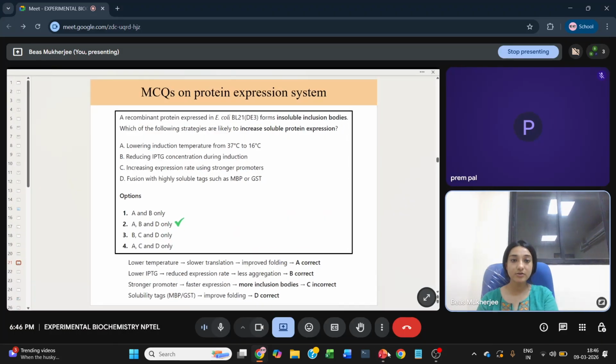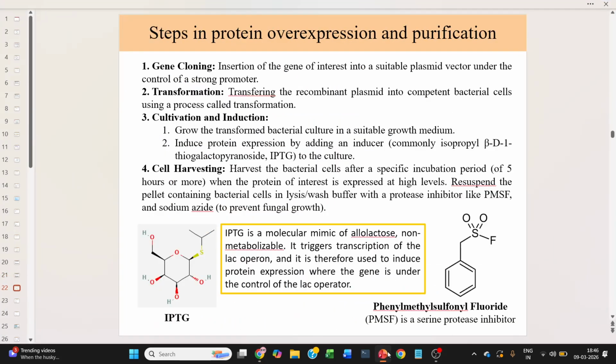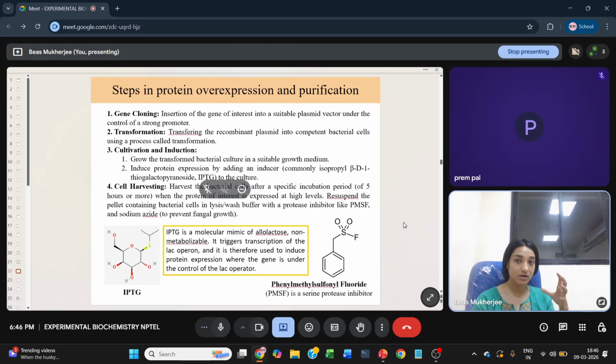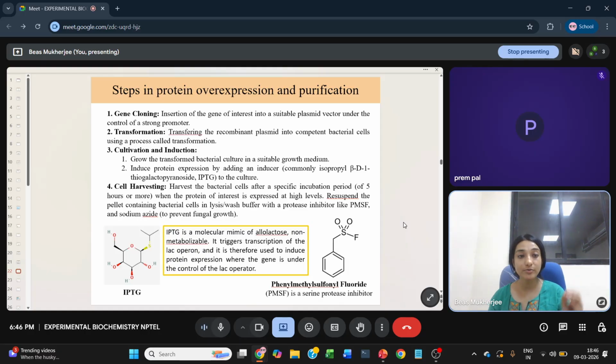Okay. Next we will go for the process of entire recombinant protein production. So we will start with gene cloning. So insertion of the gene of interest into a suitable plasmid vector under the control of a strong promoter. That is number one thing that you need to do. Second thing is transformation. So transferring the recombinant plasmid into the competent bacterial cells using the process called transformation. So entering this vector into the bacterial cell.